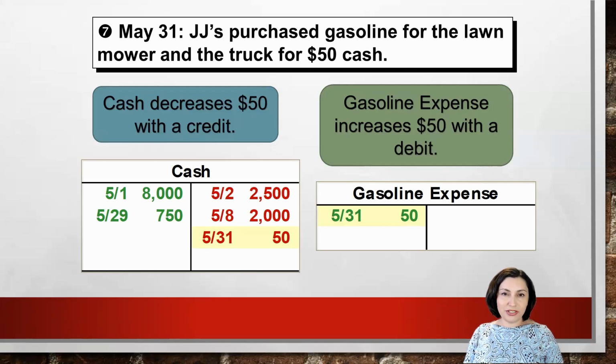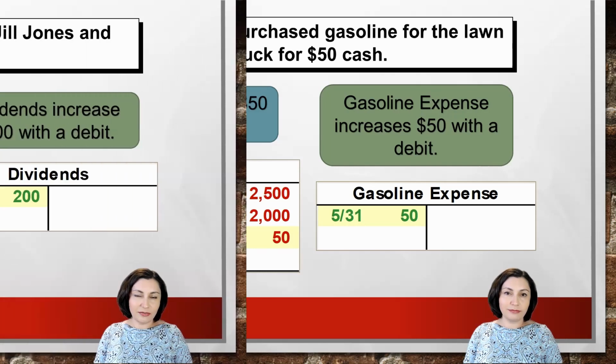JJ's Lawn Care purchased gasoline for the riding mower and truck, paying $50 cash. This will be a transaction that includes a separate expense account. The asset account, cash, will decrease by $50. The decrease will show on the credit or right side of the cash account. The gasoline expense account increased by $50. Increases in expense accounts are shown as debits. The $50 increase in gasoline expense is shown on the debit or left side of the ledger account.